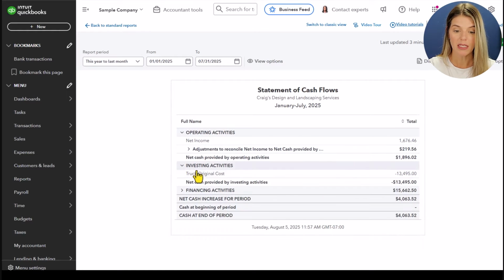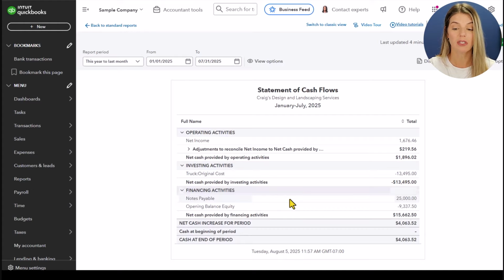And then investing is going to be things that are when you're spending money to create assets on your balance sheet. So this, for example, is a truck purchase. There could be other things that go into investing activities, but that's a good example of one there. And then financing activities are going to be things like long-term liabilities. Like here we have a notes payable with cash incoming of $25,000 and then an equity transaction here.